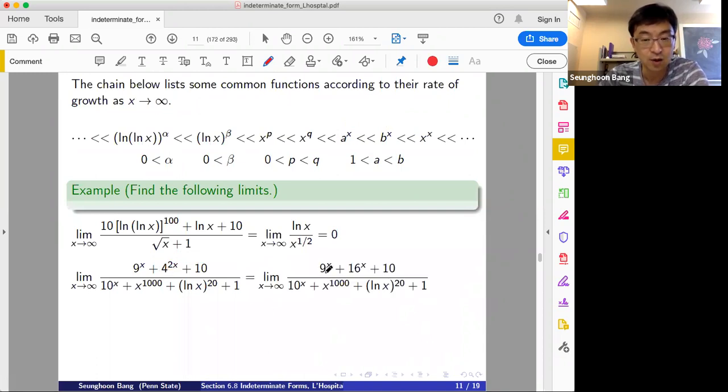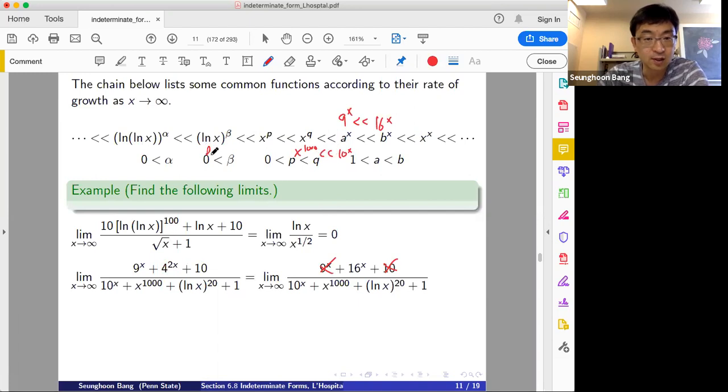Next, compare. 9 to the x is here, and 16 to the x is here. The 16 to the x is growing faster, so ignore 9 to the x and the constant. Next, 10 to the x is in the bottom, and here we have x to the 1000.